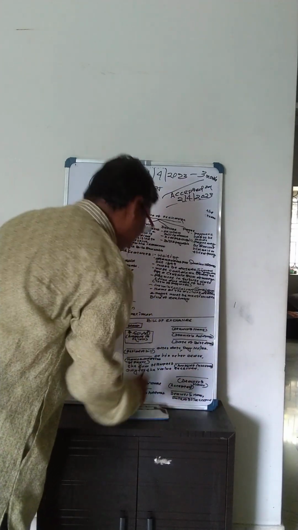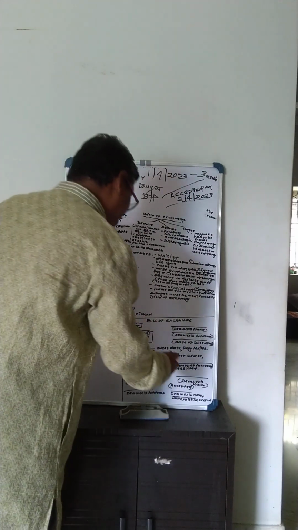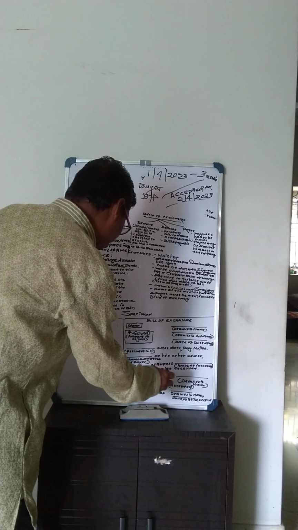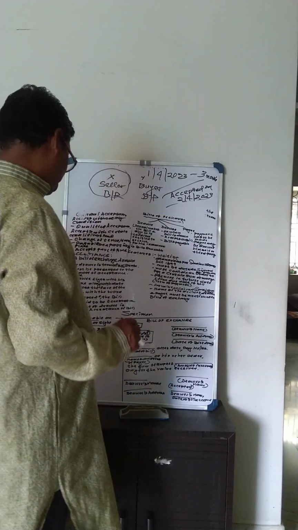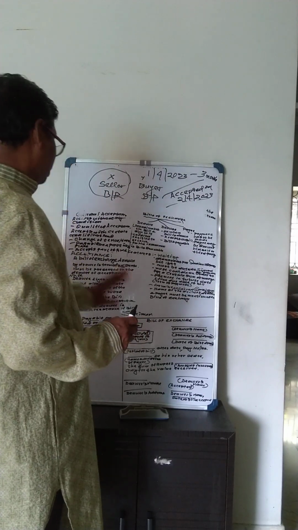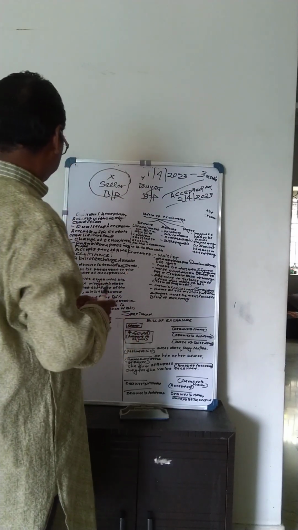Drawee will write "accepted" across the parallel transfer lines. The date of the bill accepted is mentioned. And on this side, the drawee's name and address should be recorded. So this is a bill of exchange.